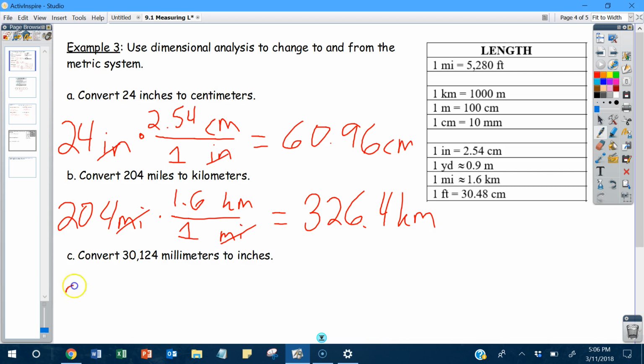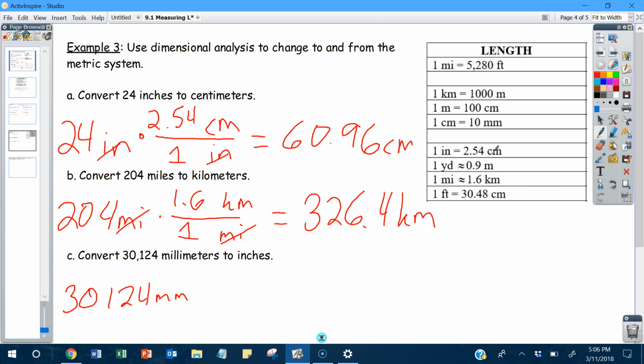Let's do this last one. 30,124 millimeters, and I want to go to inches. And I bet I don't have something on this thing that goes from millimeters to inches. Nope. I have inches to centimeters. So that's kind of nice.